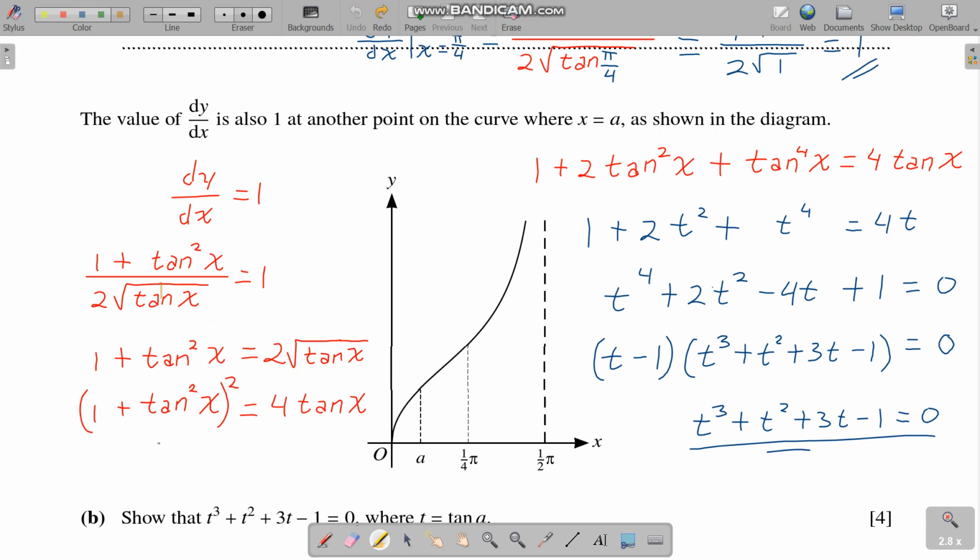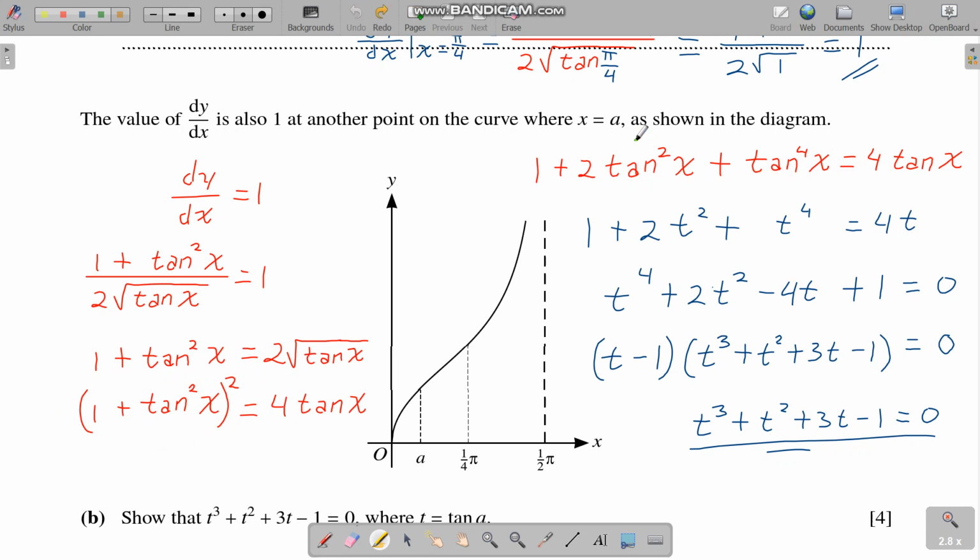From dy/dx equals 1 here, we are solving dy/dx equals 1. We multiply both sides by the denominator, and then we square both sides. On the right we have 4 tangent, without the square root anymore. And when we expand the left hand side, we get 1 plus 2 tangent squared plus tangent to the 4th.